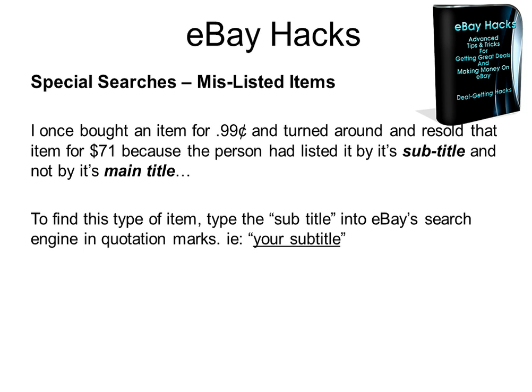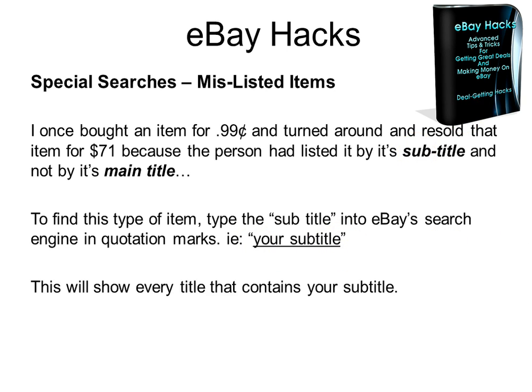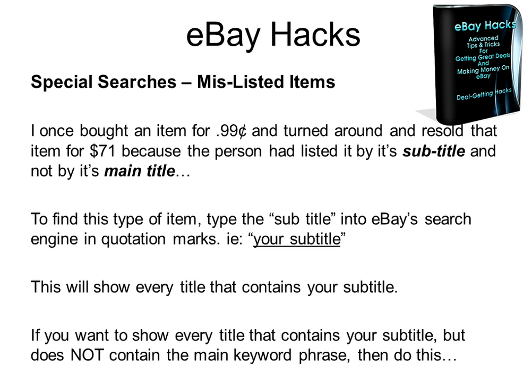To find this type of item, just type the subtitle, not the main title, into eBay's search engine in quotation marks. So, for example, in this case, you would type in deal getting hacks in quotation marks, just like that. This will show every title that only contains your subtitle. Okay? Every eBay listing that only contains your subtitle in the listing's title.